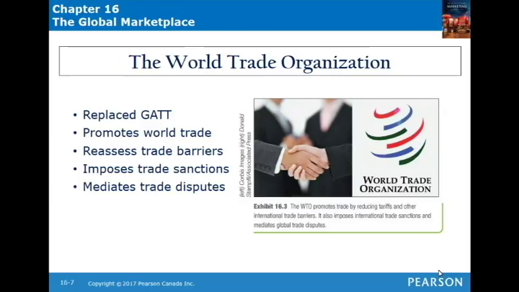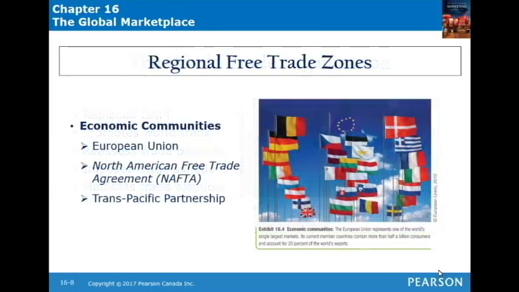The World Trade Organization, WTO, replaced GATT, G-A-T-T. It promotes world trade, reassesses trade barriers, imposes trade sanctions, and mediates trade disputes. Exhibit 16.3. The WTO promotes trade by reducing tariffs and other international trade barriers. It also imposes international trade sanctions and mediates global trade disputes.